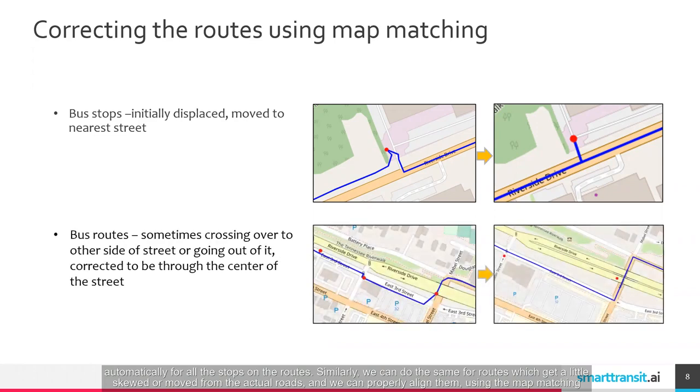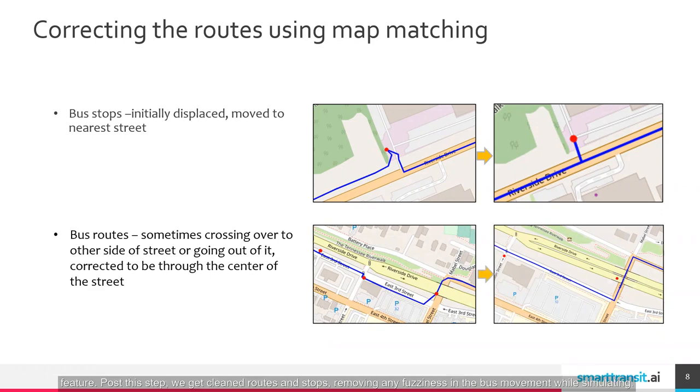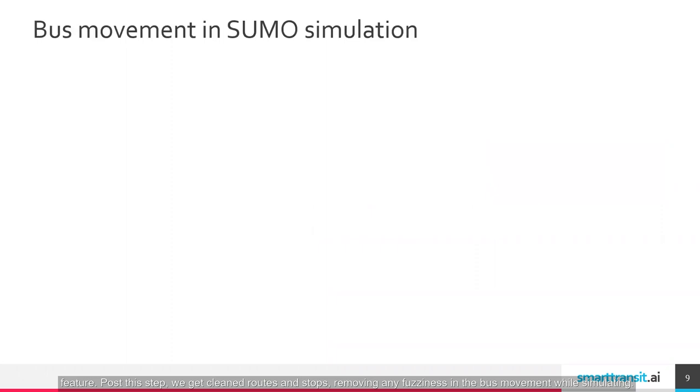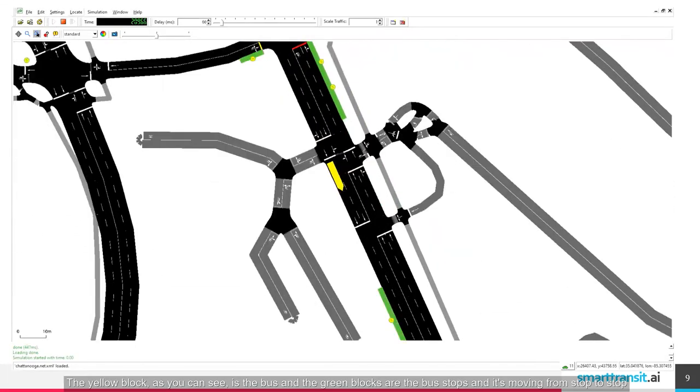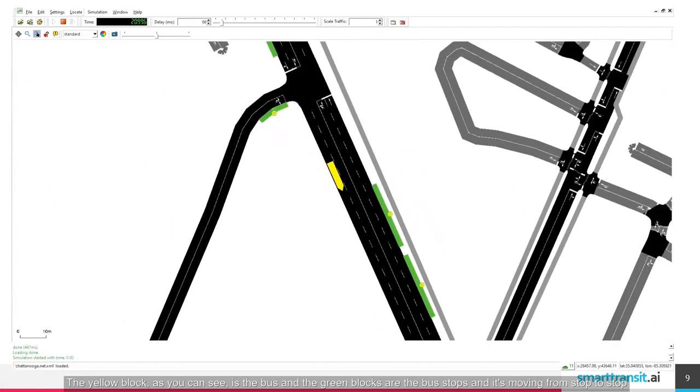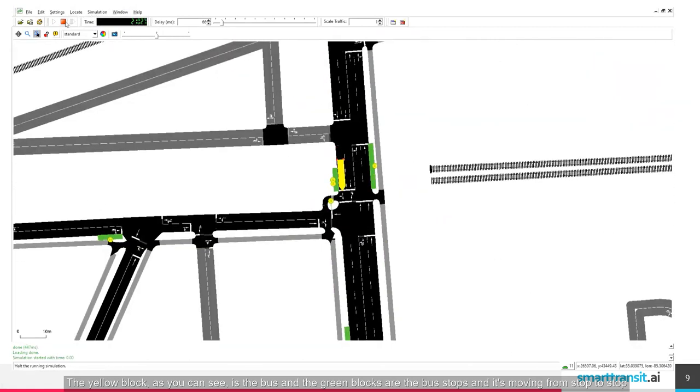Similarly, we can do the same for routes which get a little skewed or move from the actual roads, and we can properly align them using the map matching feature. Post this step, we get clean routes and stops, removing any fuzziness in the bus movement while simulating. And here's a short clip of a bus moving through multiple stops on the simulated routes of Chattanooga. The yellow block, as you can see, is the bus, and the green blocks are the bus stops, and it's moving from stop to stop.